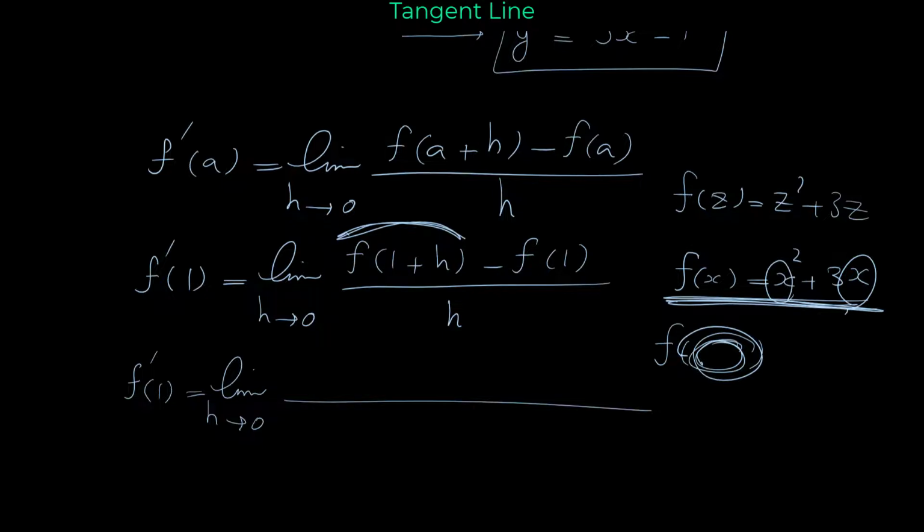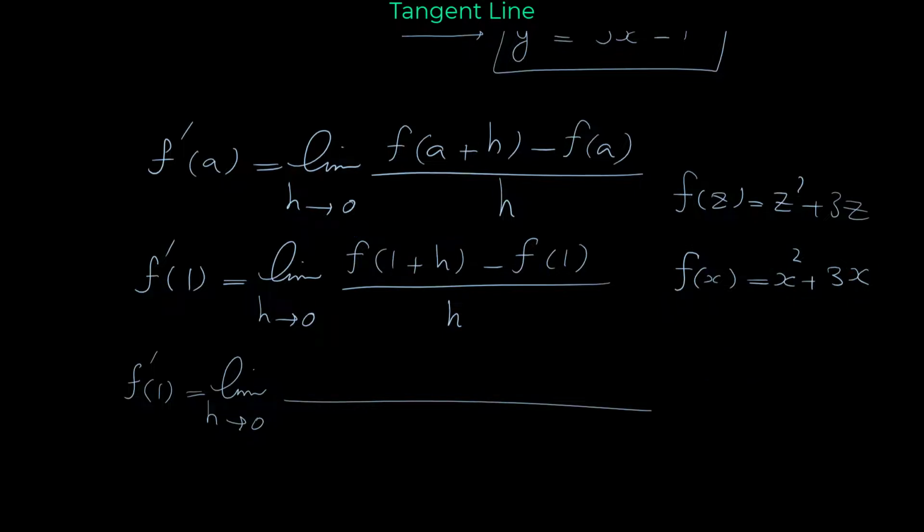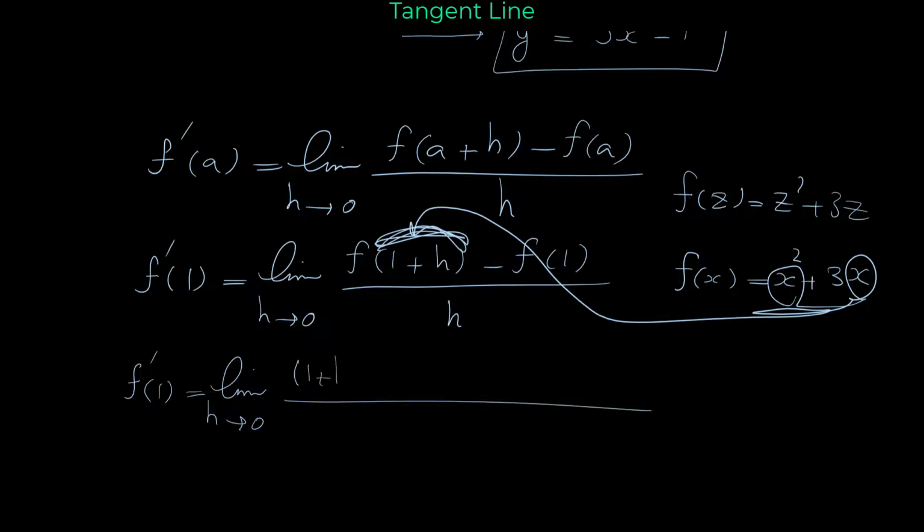Now here we want to find f of 1 plus h. So for finding f of 1 plus h, simply you have to replace every x here with 1 plus h. So what is f of 1 plus h? It would be 1 plus h to the 2 plus 3 times 1 plus h, and that's it.